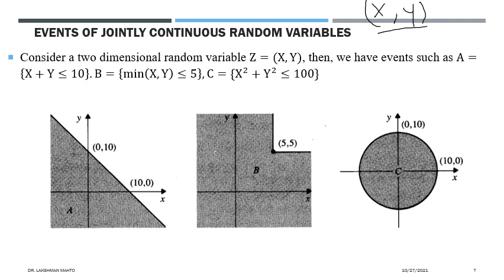So how can we define an event? Suppose one event is defined as x plus y taking a value less than or equal to 10. An event is always expressed in terms of x and y together. Another event we define is that the minimum value of x and y is less than or equal to 5. Another event is that x square plus y square is less than or equal to 100.